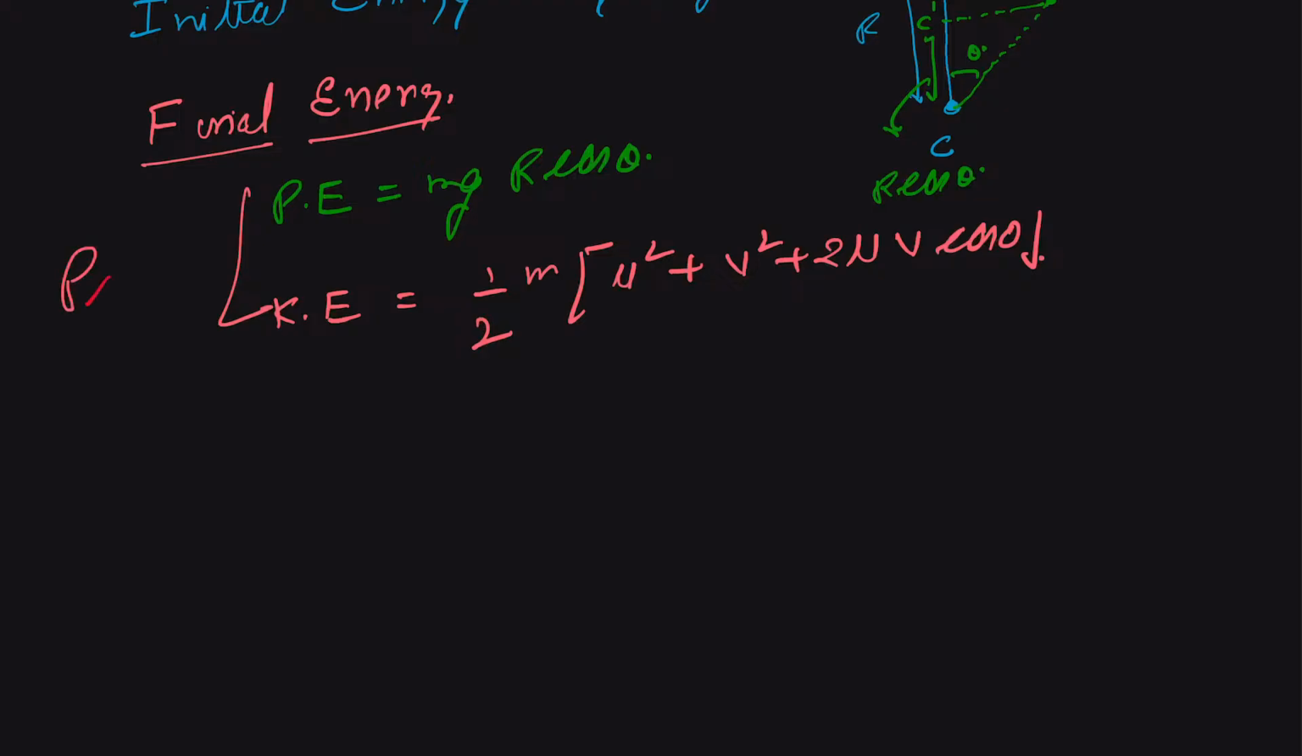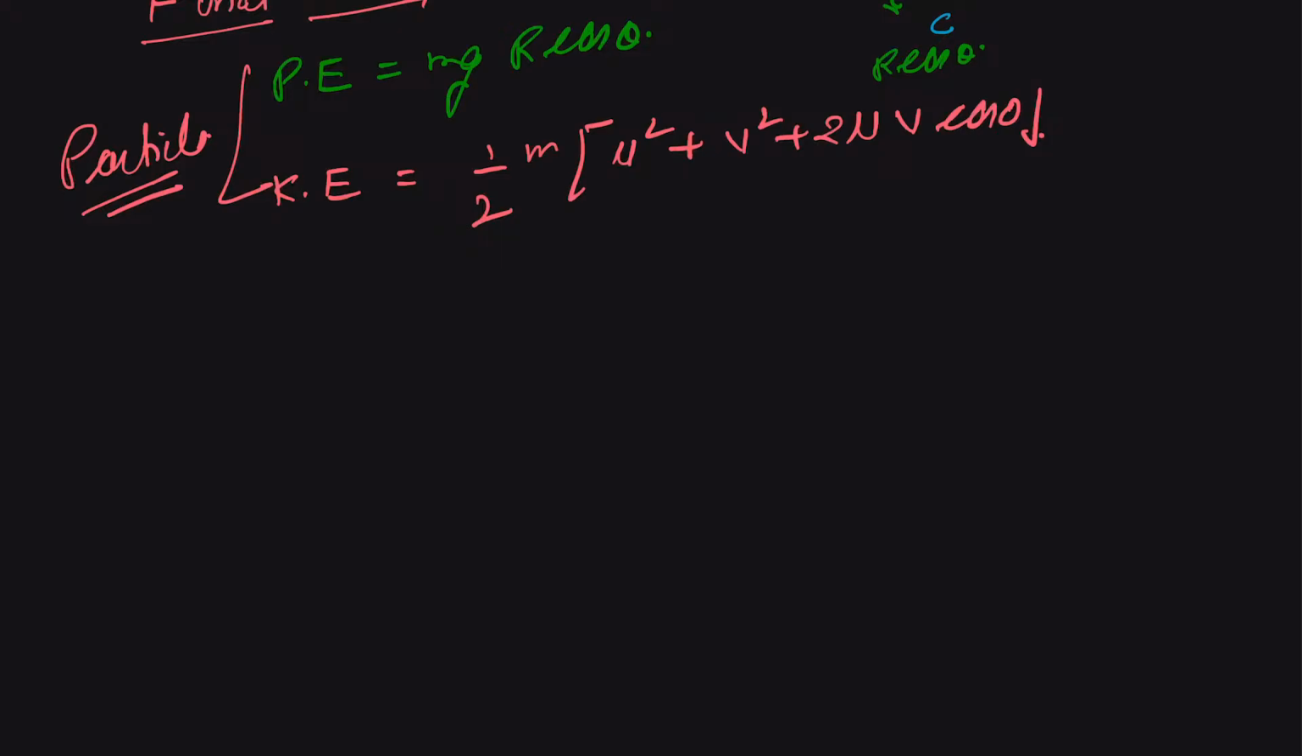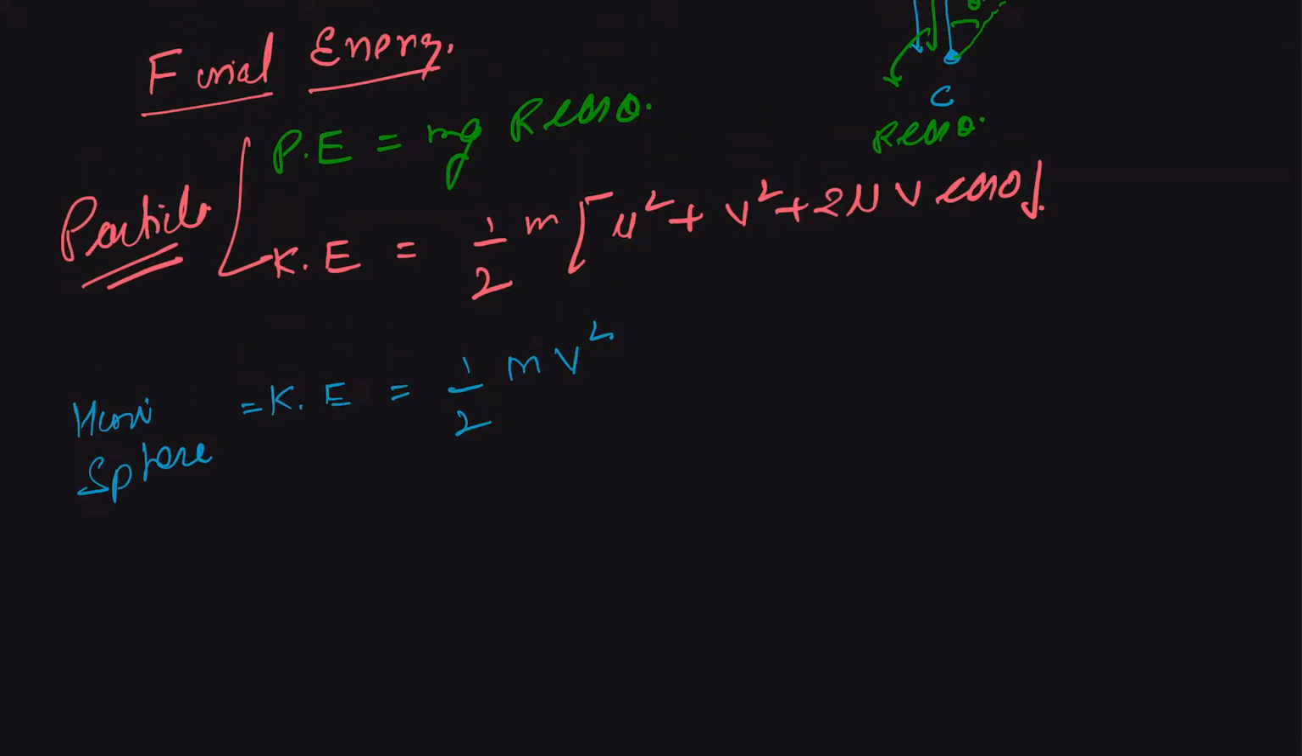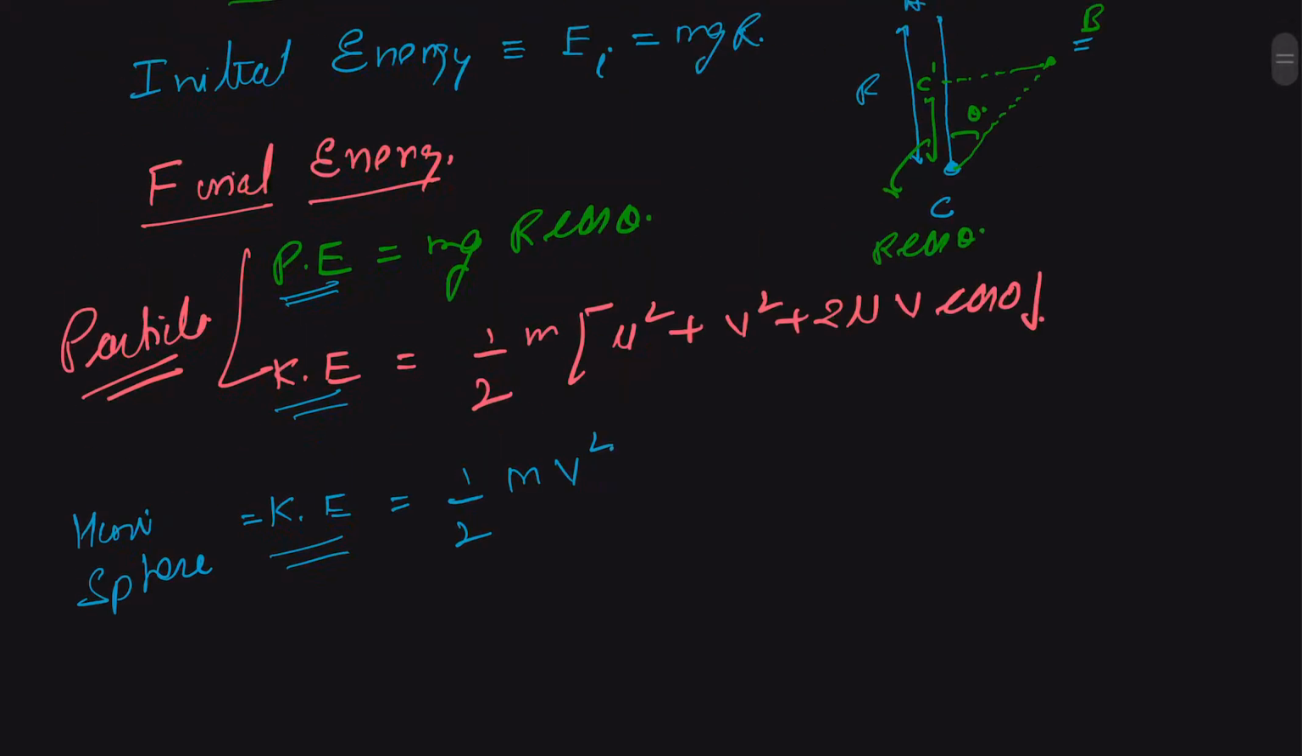These both are of the particle. Now we come to the kinetic energy for the hemisphere, which will be equal to half M v square. So our final energy will be the summation of the potential energy, kinetic energy of the particle, and kinetic energy of the hemisphere. And this final energy, let us call this EF.